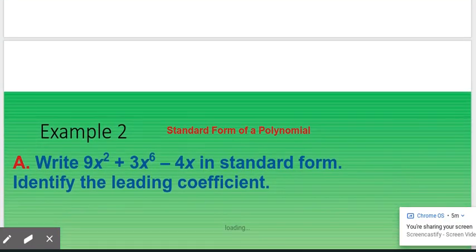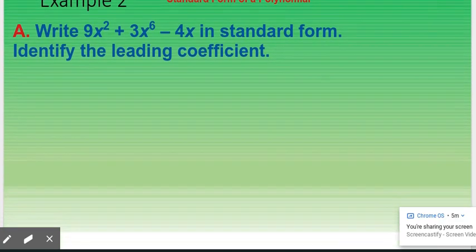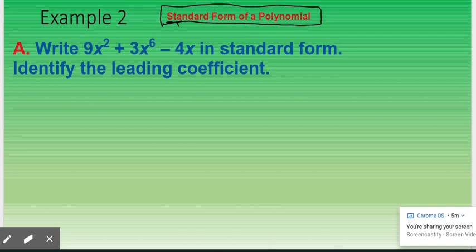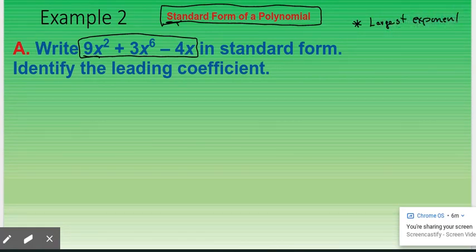Okay. What we're going to look at next is just reordering things and making sure we put them in standard form. Okay, so standard form, I want you to write this one down. Okay, write the problem down. And we're going to write this in standard form. 9x squared plus 3x to the 6 minus 6x. The general rule, guys, is we're going from largest exponent to smallest exponent.